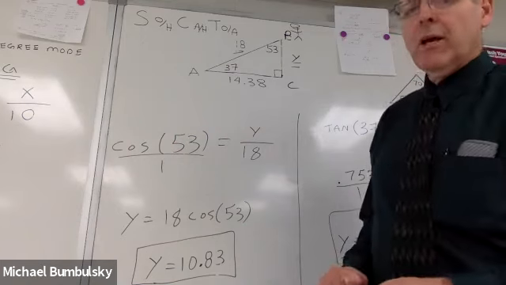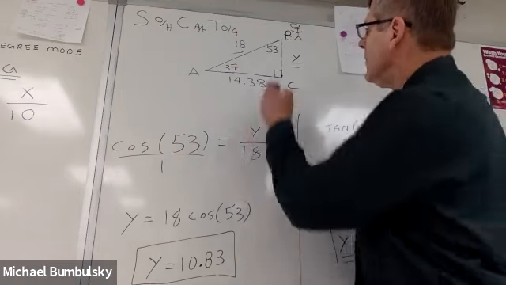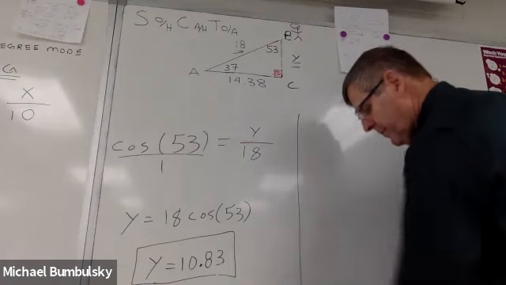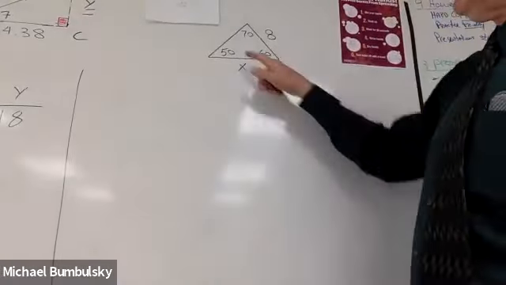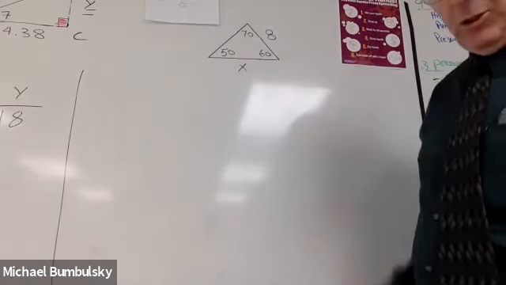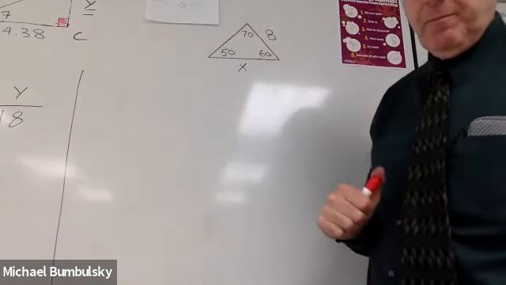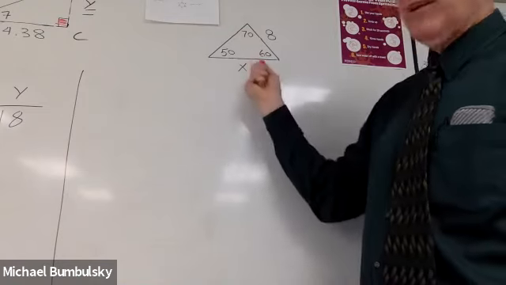But remember, it only works for what type of triangles? Right triangles, right? So if I gave you a problem like this, everybody see this little one? I said the angles are 50, 70, and 60. This is 8, find x. How would you do that? Can you use the Pythagorean theorem here?